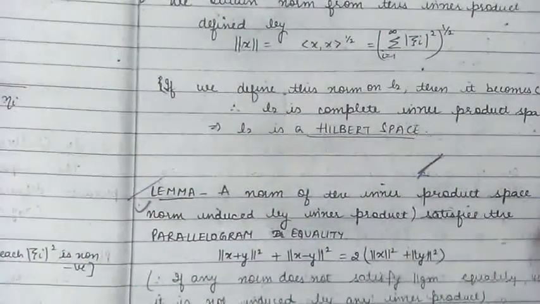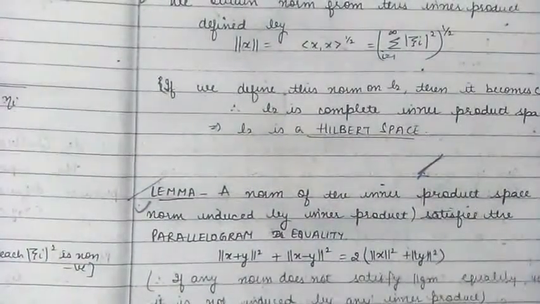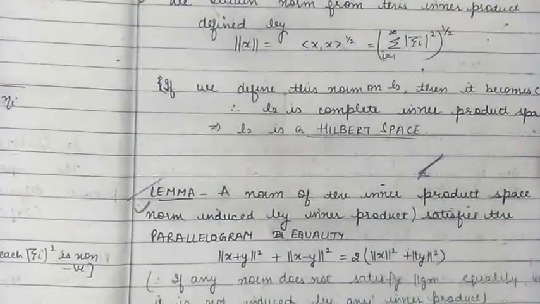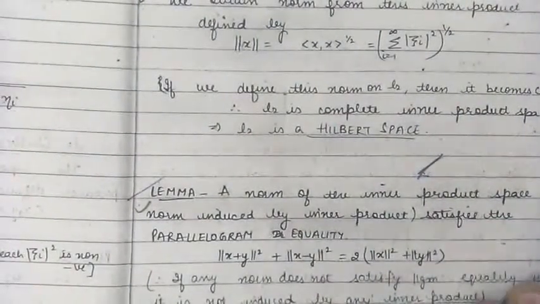So these were the various examples of the Hilbert spaces, and tomorrow we will do the examples of the spaces which are not the Hilbert space.